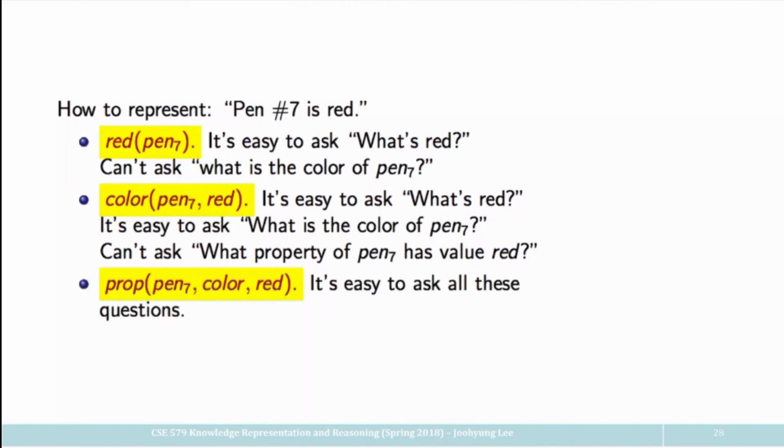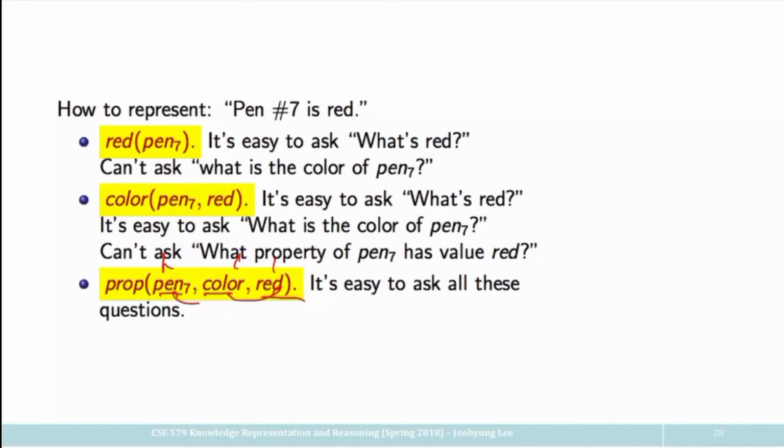So the natural idea is let's introduce a very generic predicate called prop. It's about any generic property, and having this in terms of 3 terms, a ternary predicate. So pen 7 has a color of red. And then now you can talk about any of them. Given these two, you can talk about what are the objects that have red color. Okay, you can return pen 7.